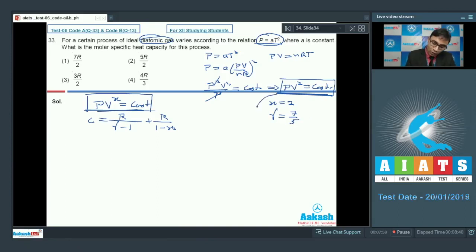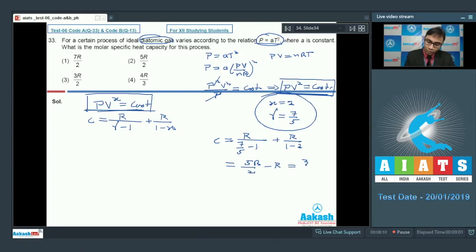So if I put the value of x and gamma here, we can say that molar heat capacity will be R upon 7 by 5 minus 1 plus R upon 1 minus 2. So you will get 5R by 2 minus R, that will be equal to 3R by 2. So this is our molar heat capacity. So we can say that our option number 3 will be the correct choice.